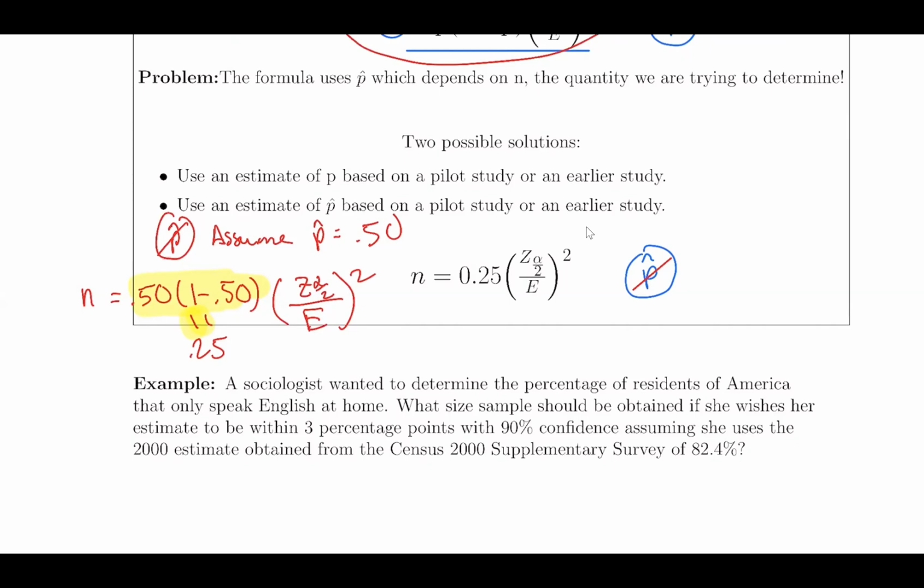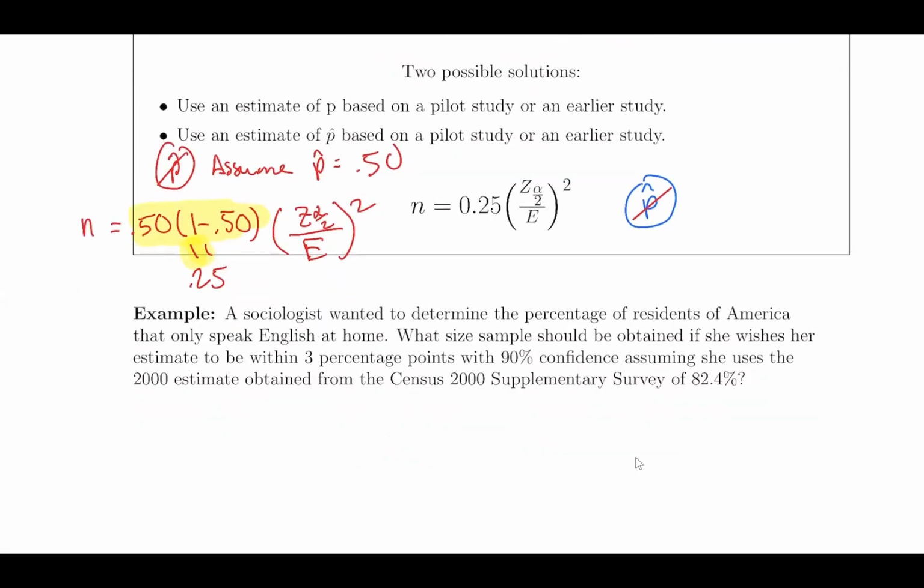All right, so let's go ahead and use the formula. For this example, it says a sociologist wanted to determine the percentage of residents of America that only speak English at home. What size sample should be obtained if she wishes her estimate to be within 3 percentage points with a 90% confidence, assuming she uses the 2000 estimate obtained from the Census 2000 supplementary survey of 82.4%.